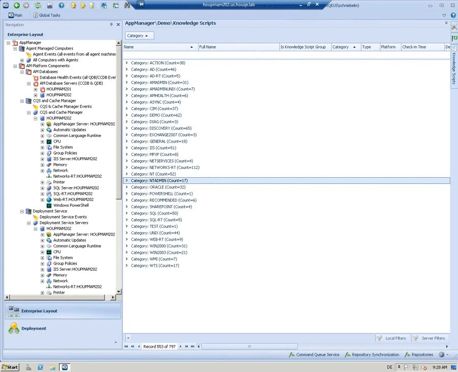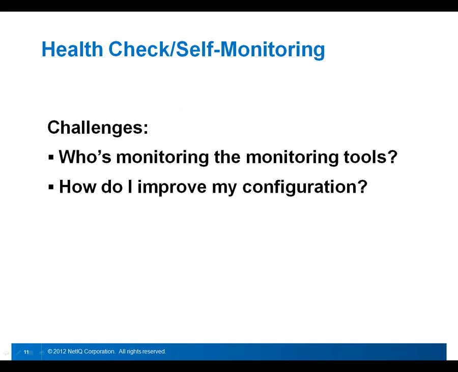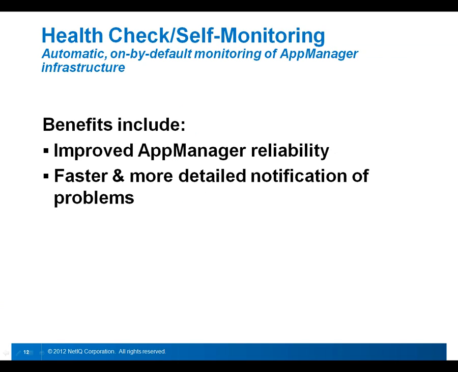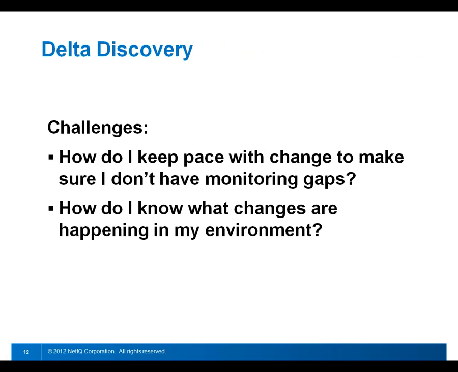All right. For the sake of time, we are getting some really good questions, and we'll try to get to as many of them as we can, but we're going to move on to our next feature, which is Delta Discovery. Clearly, with the health check self-monitoring, the benefit is that we've improved the reliability, but not just that. We can get information about the problems that are out there and offer configuration suggestions so that you can optimize the performance of your environment.